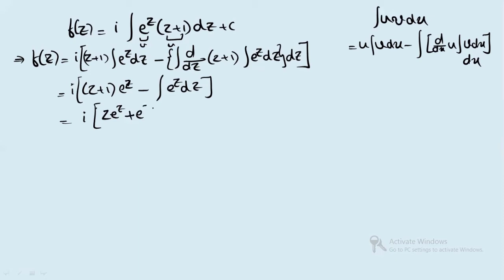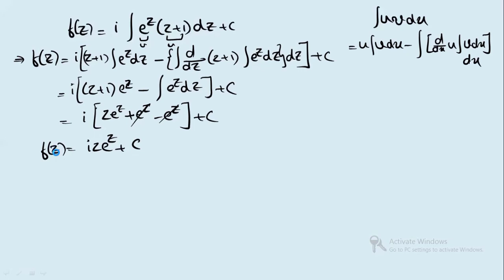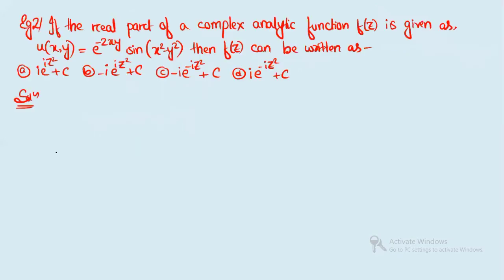Again you will have plus e to the power z, and this is minus e to the power z. This integration will give you e to the power z, and it will get cancelled. The constant c is there. So finally what you will get is f(z) equals z e to the power z plus c. This is the function f(z). Clear? The only thing is that you have to do the differentiation very carefully, and the integration also.